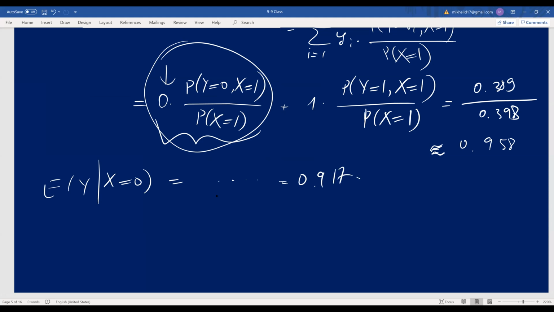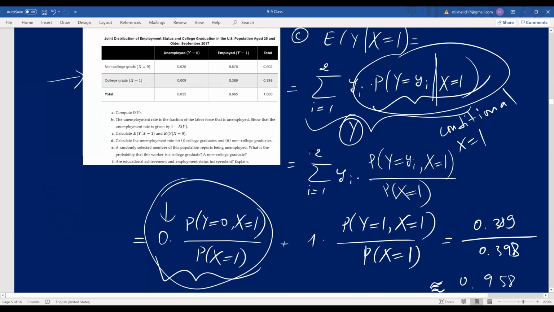And the final part D asks us to calculate the unemployment rate of the college graduates and non-college graduates.